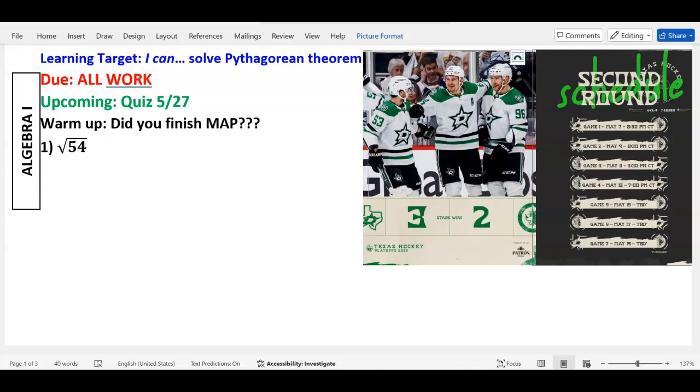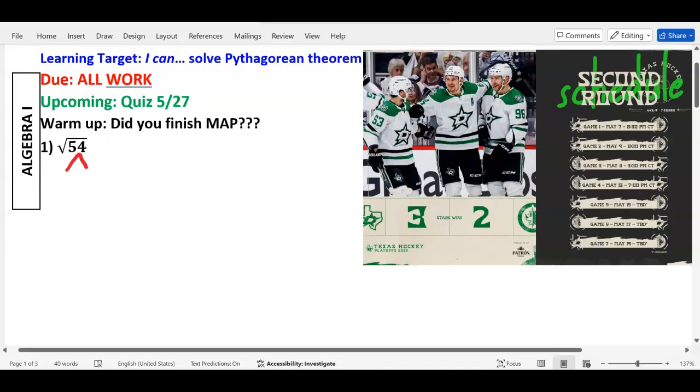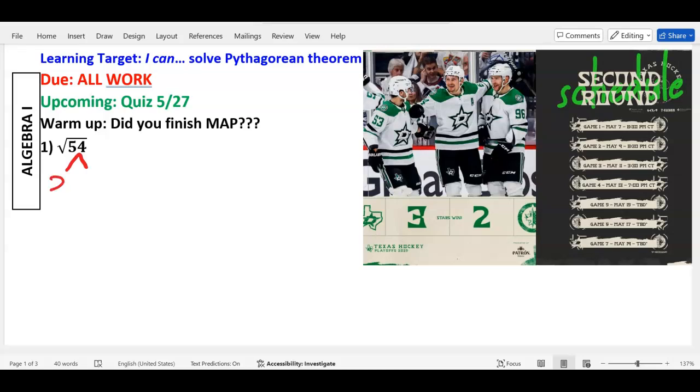Please remember, when we do a factor tree, we always start with 2. Does 2 go into 54? Or can 54 be divided by 2 to get a whole number? The answer is yes. 2 times 27 is 54. Now, this is an odd number, so 2 does not go into it. Let's try 3. Does 3 go into 27? 27 divided by 3 is 9, so yes, 3 times 9. And let's try 3 again. 9 is 3 times 3, so yes, it works.